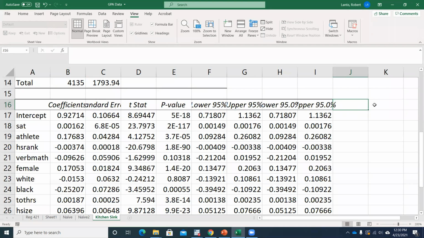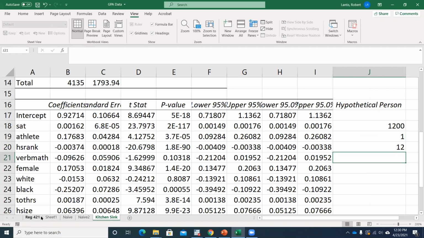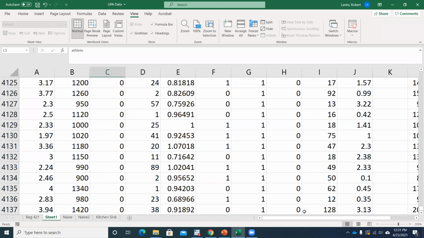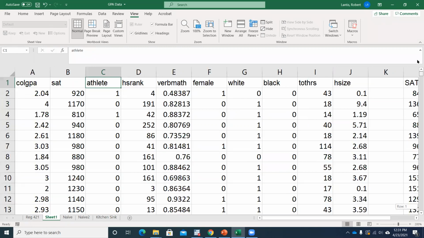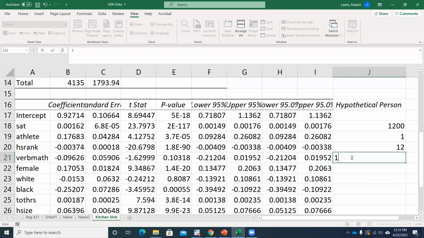So here's my hypothetical person. Let's say they have a 1,200 SAT. They are a student athlete. They were 12th ranked in their high school. And here's where I have to remind myself, I'm coming up with a hypothetical person. I think that these verbal math scores range between 0 and 2, so we'll say they got a verbal math score of, I don't know, 0.9.